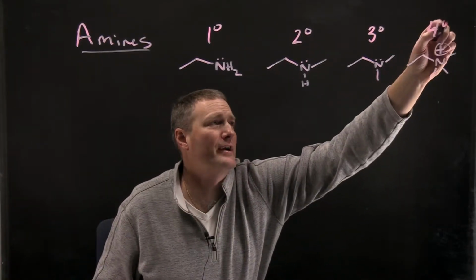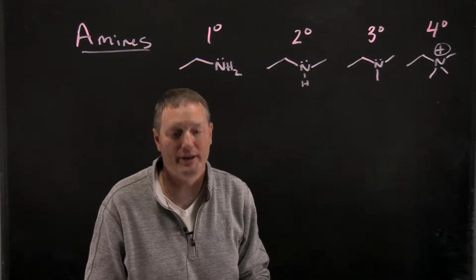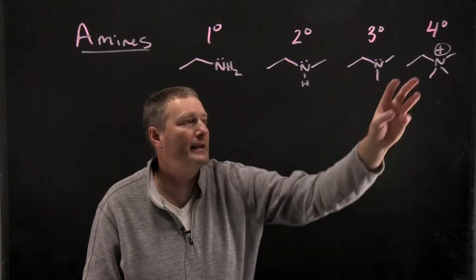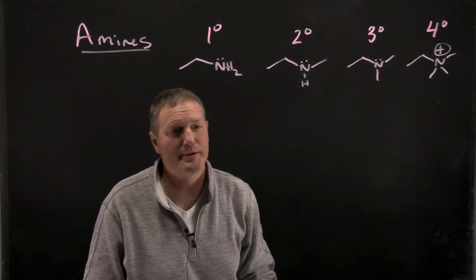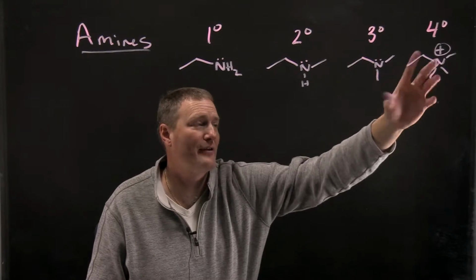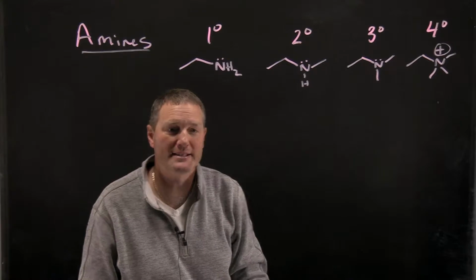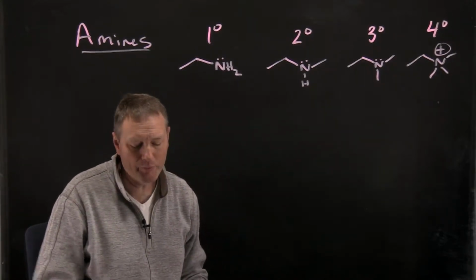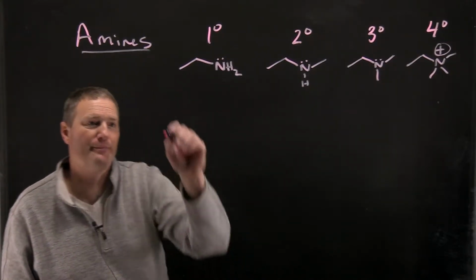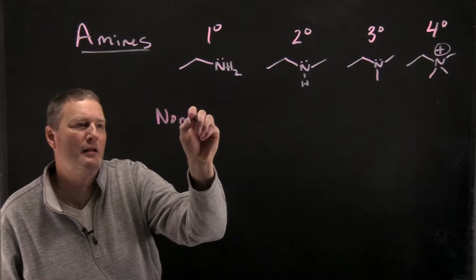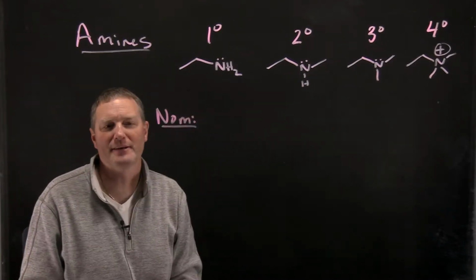This is called a quaternary amine or a quaternary ammonium ion. And they are permanently positively charged because these methyl groups and this ethyl, they can't come off. So those are kind of an unusual thing that amines can do. When it comes to nomenclature of amines, we're going to keep things pretty simple.